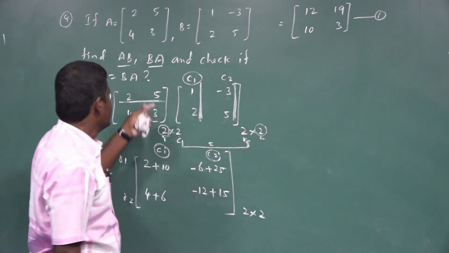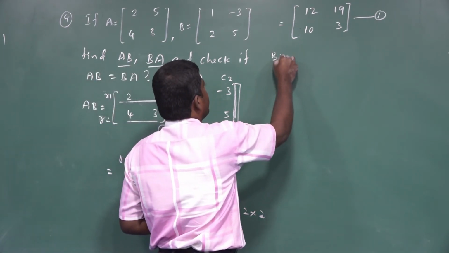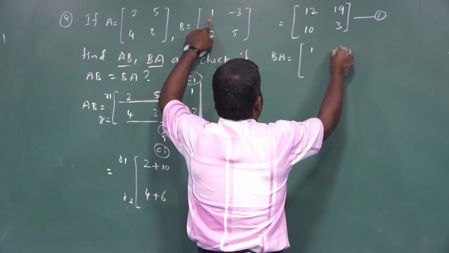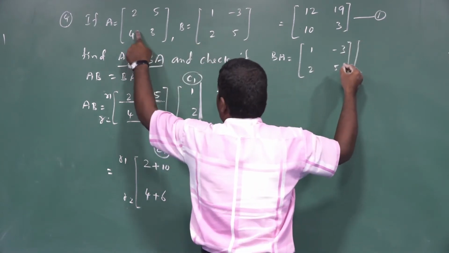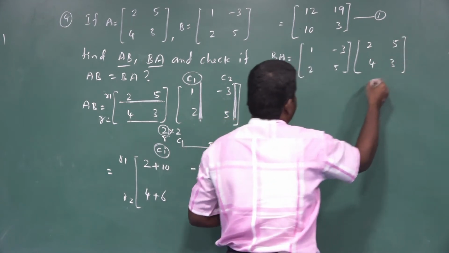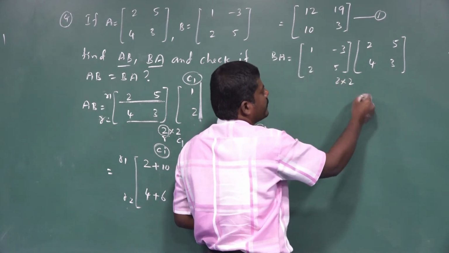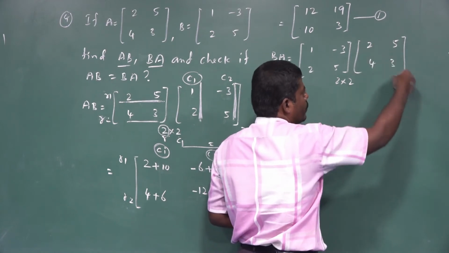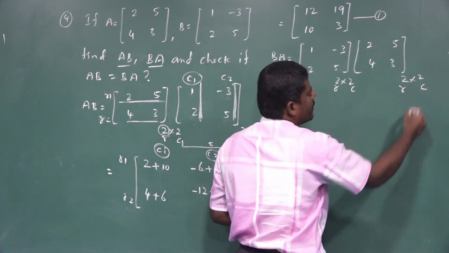Next question is what? You want to find BA also. So BA is equal to, now you take the B matrix 1, minus 3, 2, 5 into the A matrix 2, 5, 4, 3. The order of our first matrix is 2 rows and 2 columns, 2 by 2. The order of our second matrix is 2 rows, 2 columns.